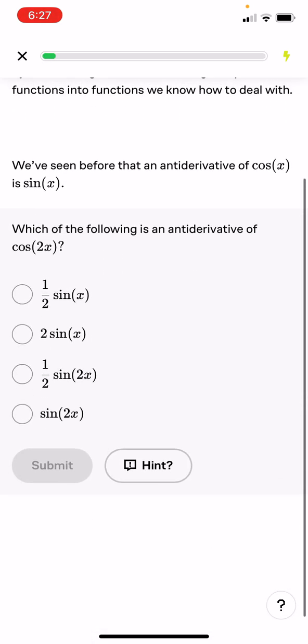We've seen before that the antiderivative of cosine x is sine x. Which of the following is the antiderivative of cosine 2x? What is the antiderivative of cosine 2x?